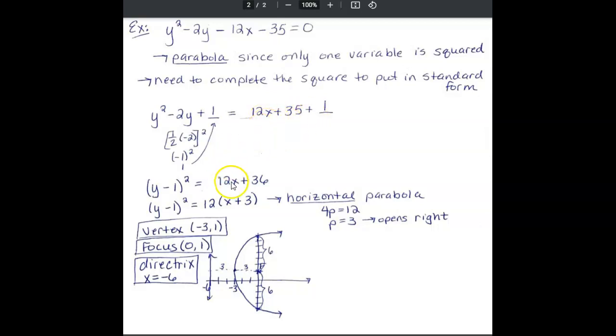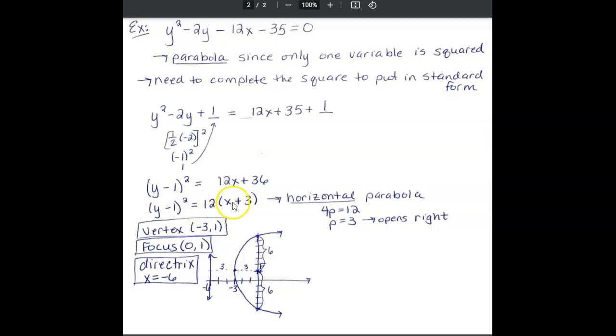This side we're just going to clean up first. So 12x plus 36. Then once this is cleaned up, you're going to factor the coefficient of x out. So 12 gets factored out and leaves x plus 3. Now we have standard form.